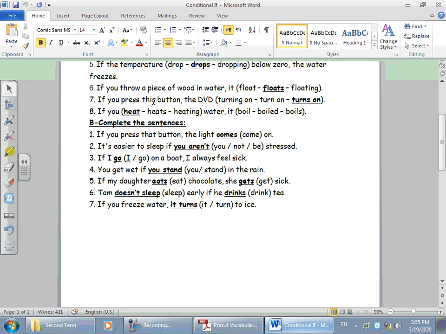Number 7. If you press this button, the DVD turns on. 8. If you heat water, it boils. If you heat water, it boils.